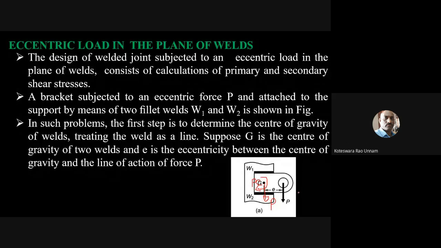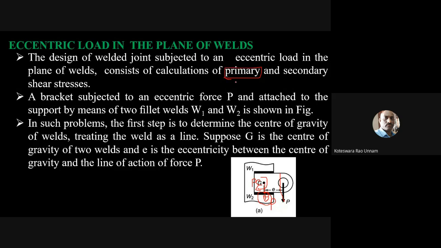So if I transfer a force from one plane to another plane, the net effect is a force plus a moment. The force magnitude is the same as the applied force, and the moment is the force multiplied by the eccentricity. So I can calculate now this P and E. This P, we call it a direct force. Because of this direct force, it will create a direct shear stress in the weld, because this force is acting in the transverse direction to the weld. So it will create a shear stress. That shear stress we'll call a primary shear stress.